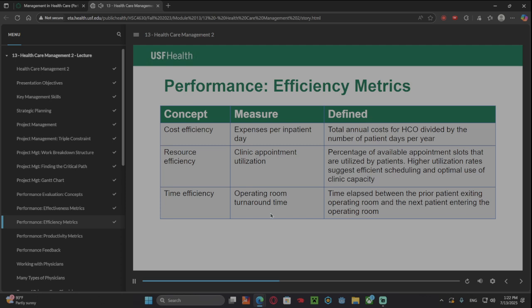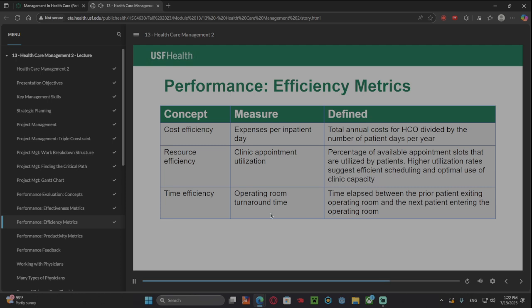Another is resource efficiency. For example, clinic appointment utilization is an important efficiency measure. You'd want to fill up all your appointment slots with patients. It's measured or defined as the percentage of available appointment slots that are utilized by patients. Higher utilization rates suggest efficient scheduling and optimal use of clinic capacity.